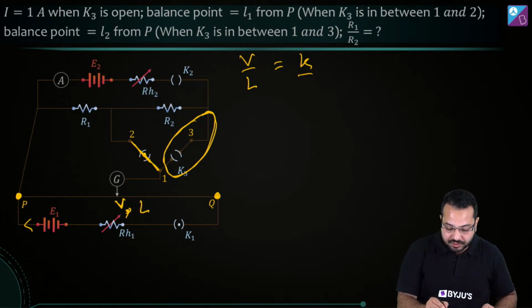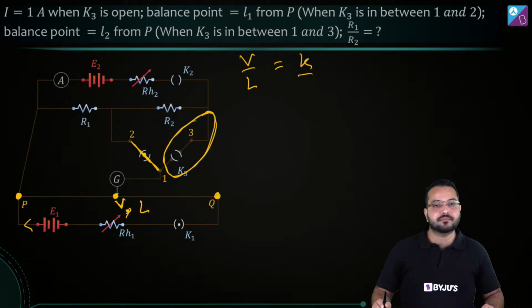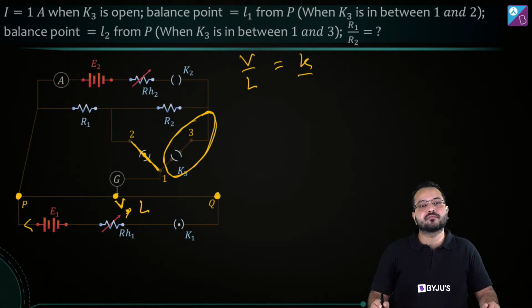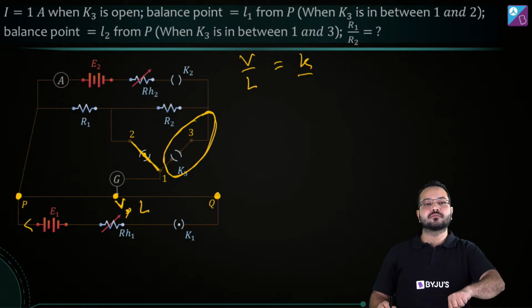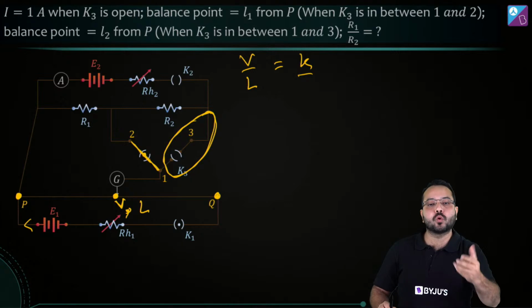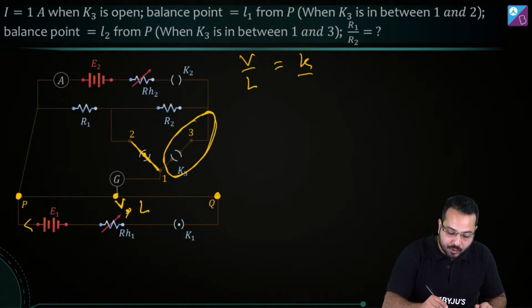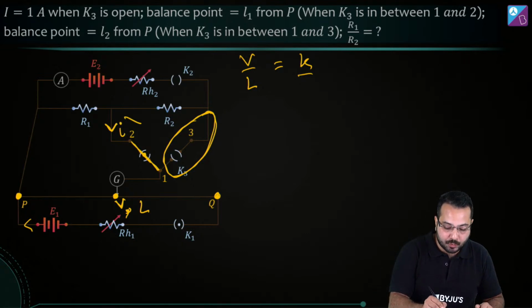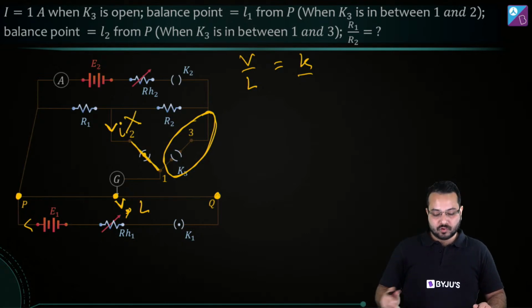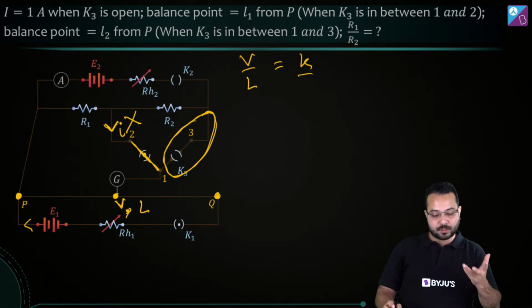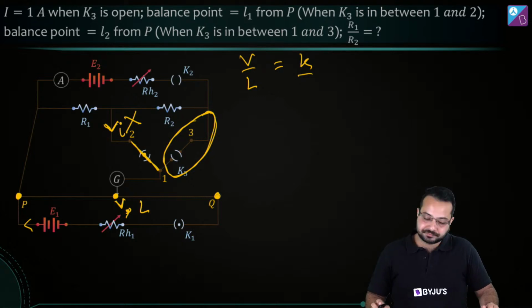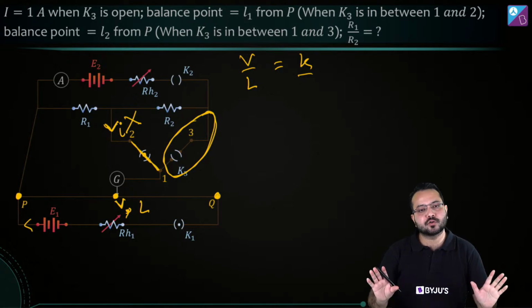Now we have found the null point over here, haven't we? What does it mean to find the null point? It simply means that there is no current through the galvanometer. We find that point where there is no current through the galvanometer, which means the current in this branch is going to be 0. Do you agree? Alright, is this clear so far?